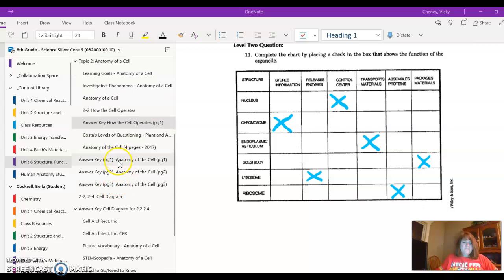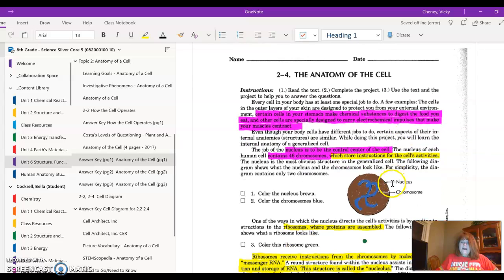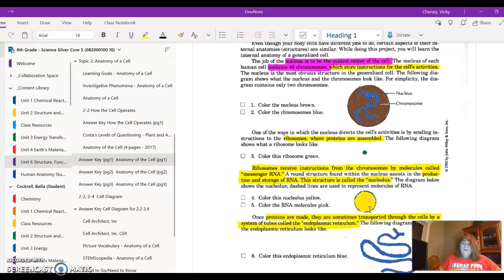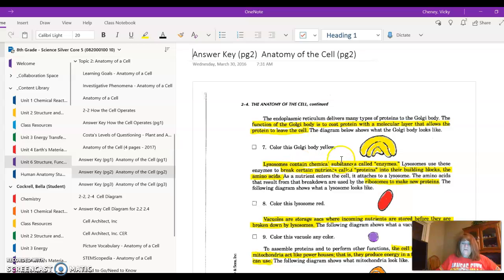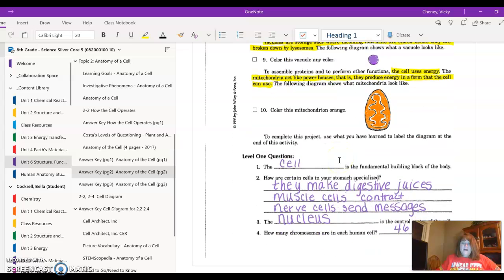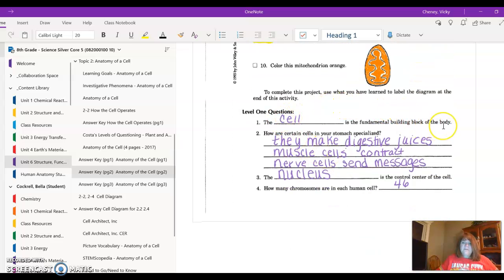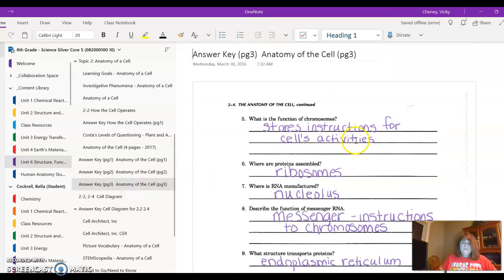We also have the anatomy of the cell. I highlighted a couple areas on here that maybe you can glance over before you begin your quiz. Just the way that I did this, I had to enter the different pages separately. Of course, the cell is the fundamental building block of the body. And if I go down here to this one, the function of the chromosome is to store instructions for cells' activities. Where are proteins assembled? Ribosomes.